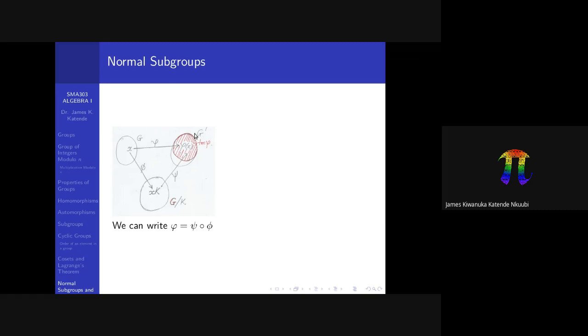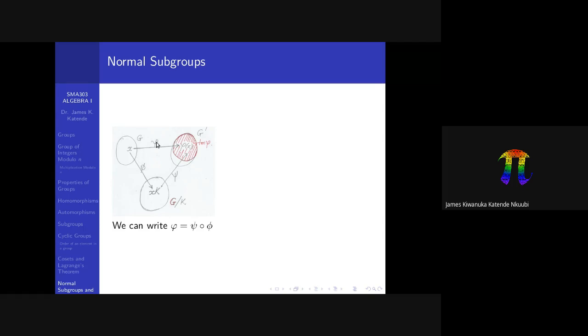It's possible for this image to be the whole of G prime, but we shall consider the case where it is not. So our claim is that this factor group here, which consists of all left cosets of K in G, will be isomorphic to this red part, the image of this map phi.